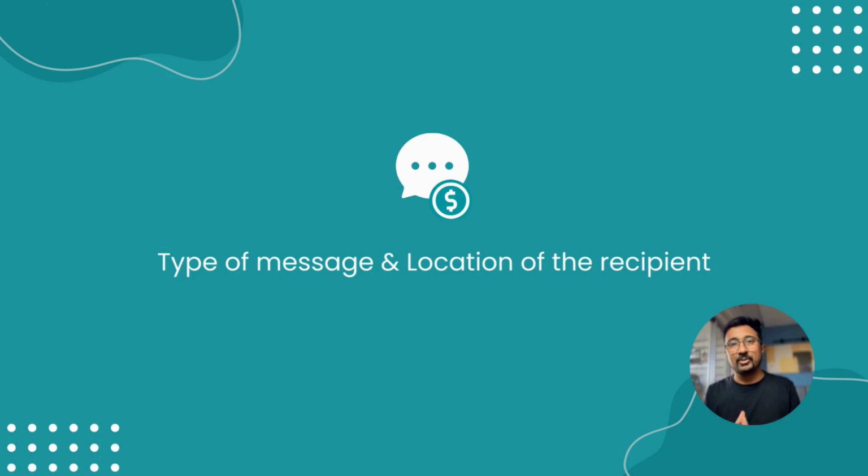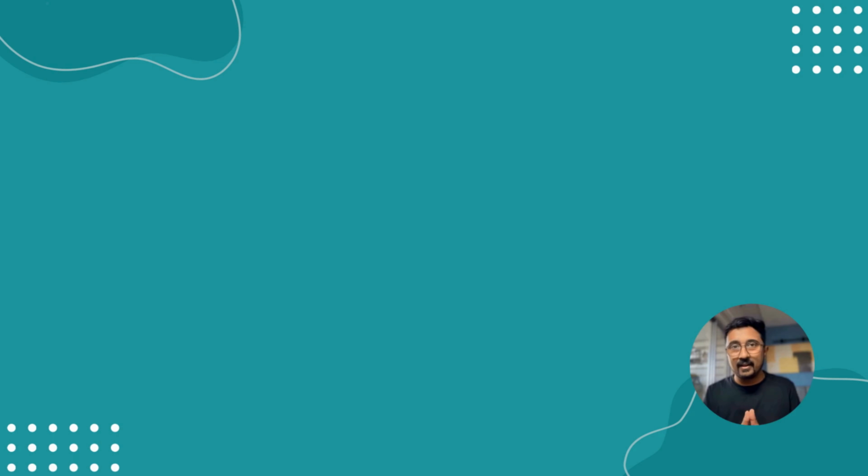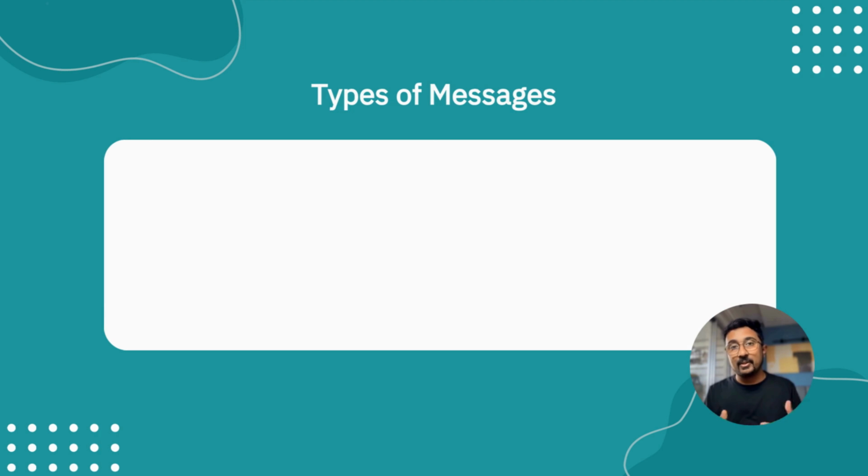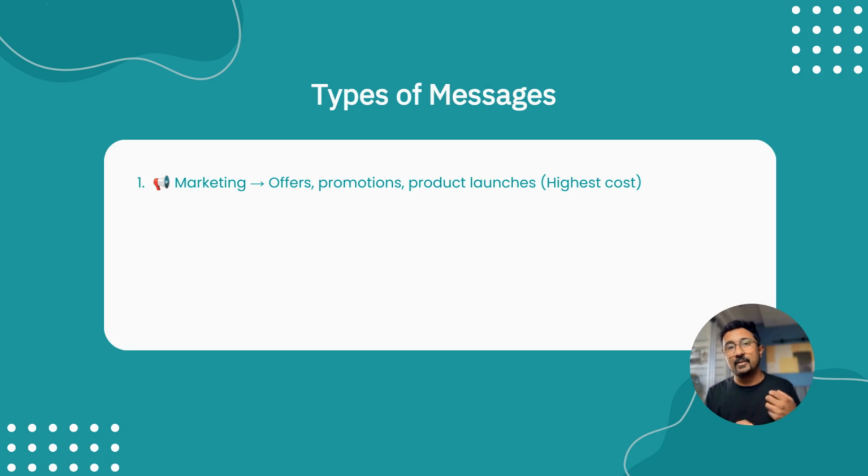When you send a message using the API, you're charged on a per message basis depending upon the type of message you're sending and the location of the recipient. You can start a conversation with your customers only by sending what's known as a message template. These templates fall into three categories and each has its own pricing. Marketing. These are promotional message templates used for sending offers, product launches, or other marketing messages. They usually cost more than other types of templates.